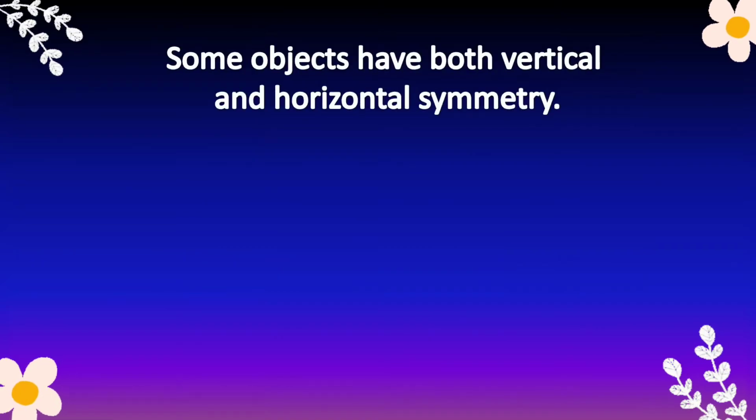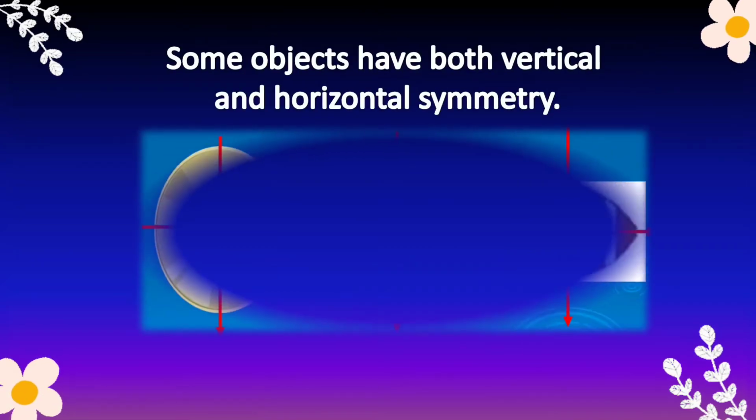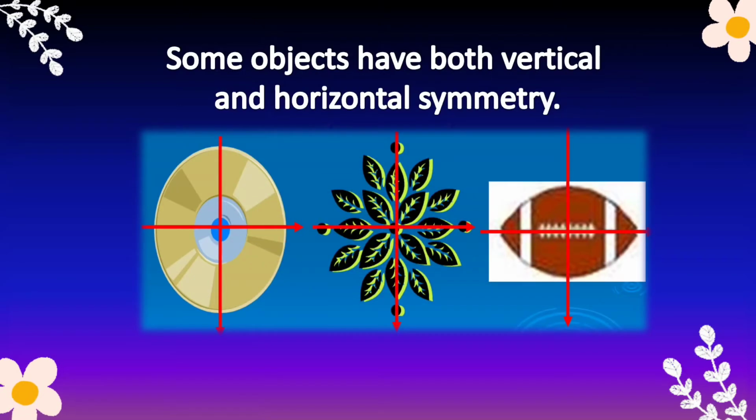Some objects have both vertical and horizontal symmetry. You can see some of the examples here. You can see this is called horizontal and this is the vertical line. So these are some objects. You can see some examples here which have both horizontal and vertical symmetry.